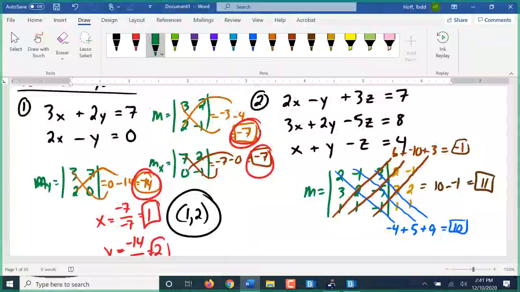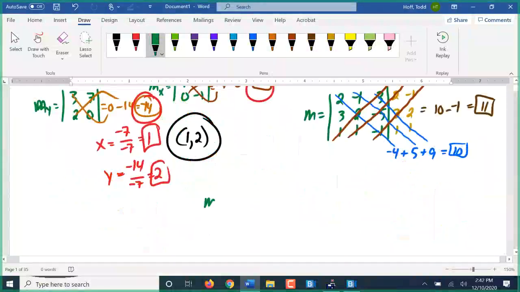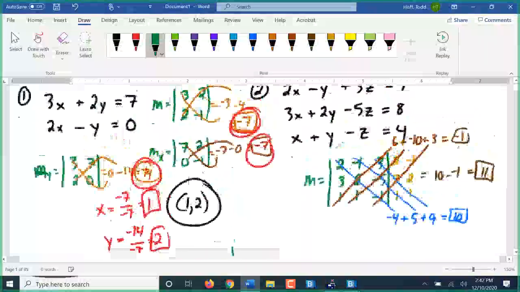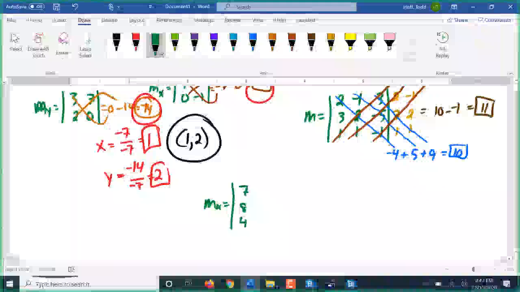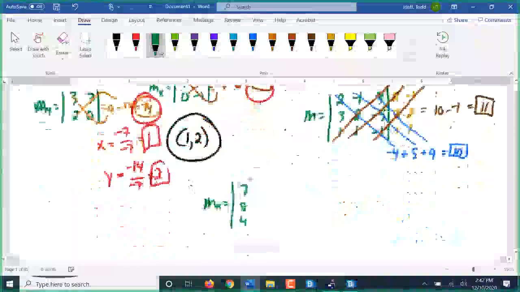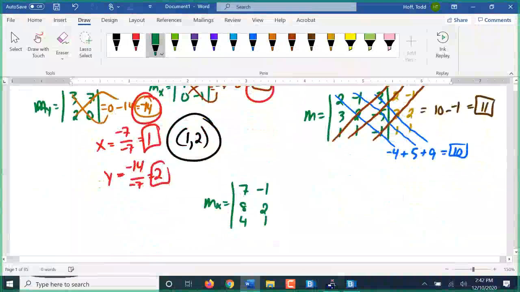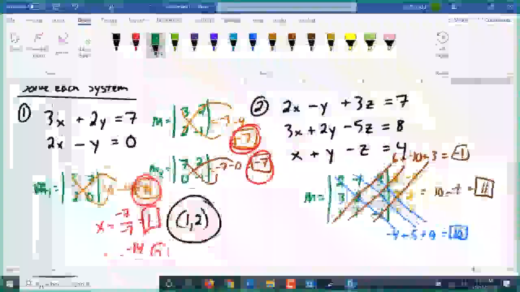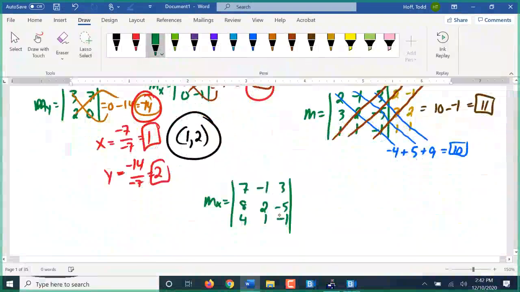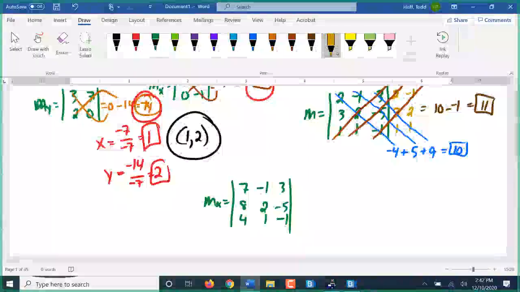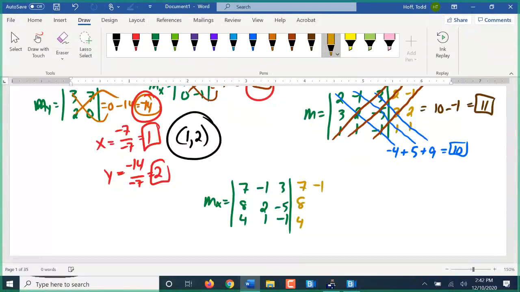Now let's do the X matrix. We get the constants 7, 8, 4. The Y values, negative 1, 2, 1. Z's, 3, negative 5, negative 1. And of course, we rewrite those first 2 columns. And we'll do our diagonals.